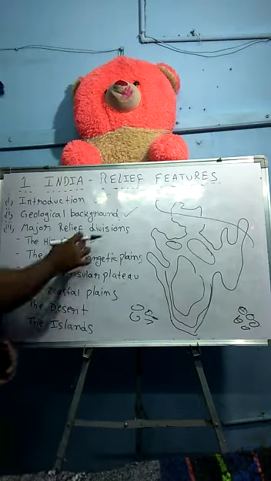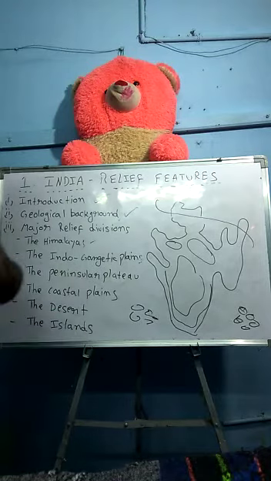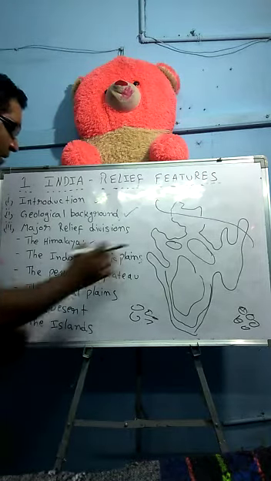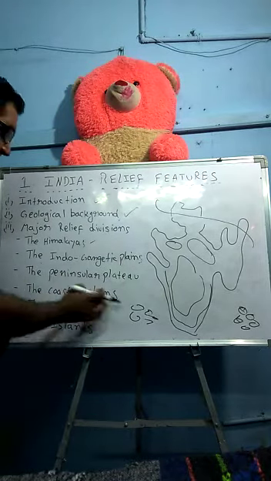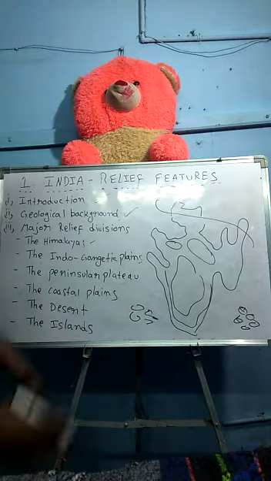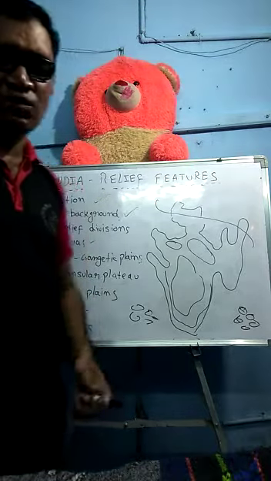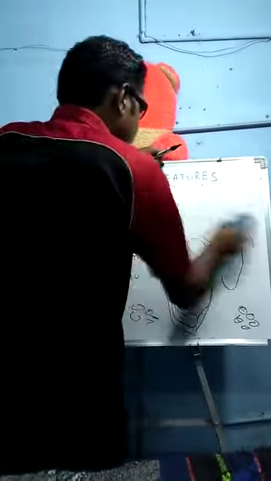Today I will explain the Himalaya details. In later classes, I will explain the Indo-Gangetic Plains, Peninsular Plateau, coastal plains, desert, and island details. In this class I will cover only the Himalayas. Listen very carefully.